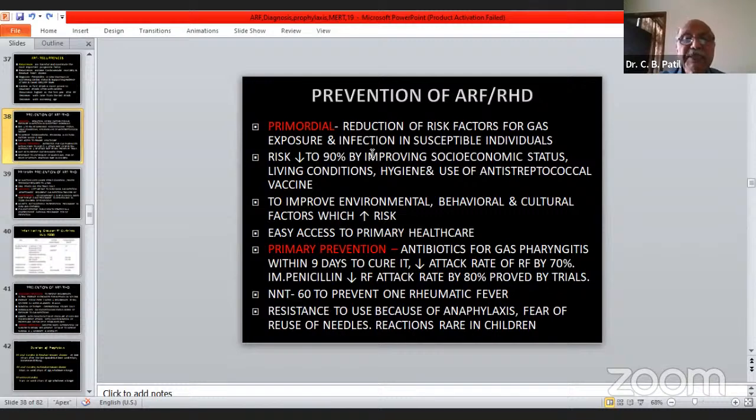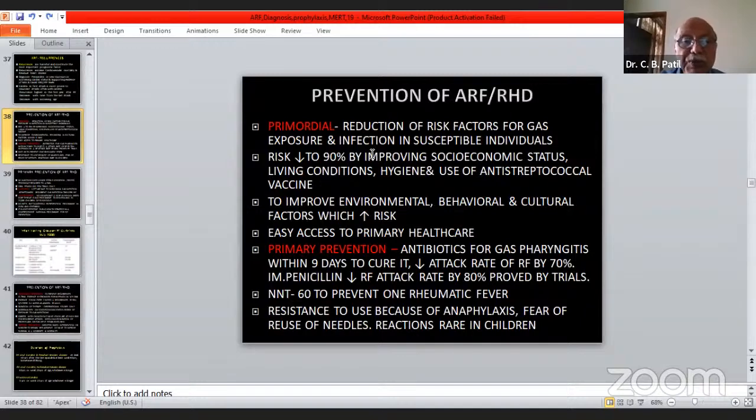What is primary prevention? Antibiotics for group A streptococcal pharyngitis within 9 days to cure it. It decreases the attack rate of rheumatic fever by 70%. Intramuscular penicillin decreases the rheumatic fever attack rate by 80%, as proved by trials. The number needed to treat is 60 to prevent 1 rheumatic fever.